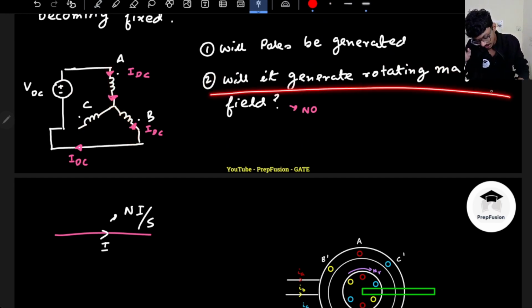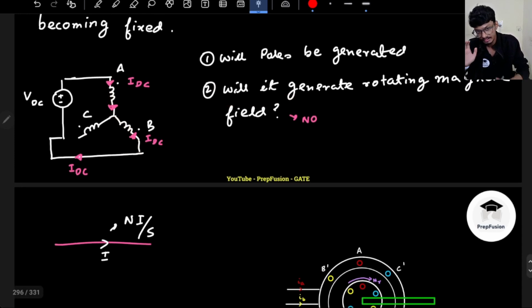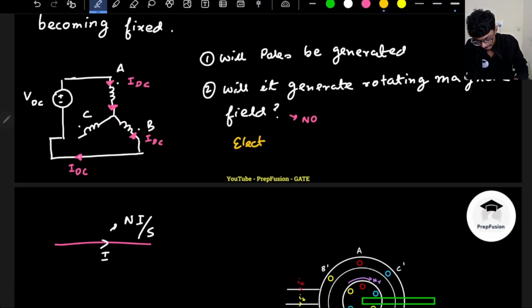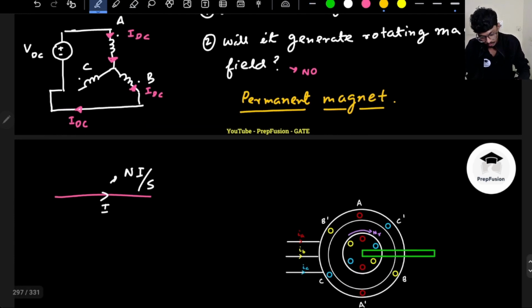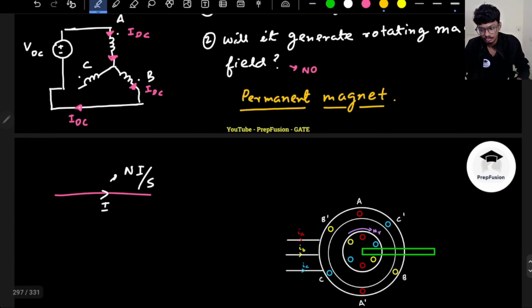So it will not generate a rotating magnetic field, it will generate a fixed pole. It will behave like an electromagnet, permanent magnet. What happens in a permanent magnet? Just like the field winding of a DC machine, it will not change. Here also we are providing a constant DC current, so it will also not change.